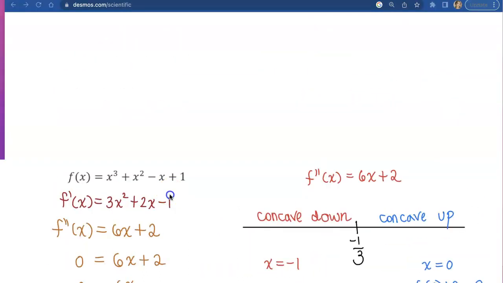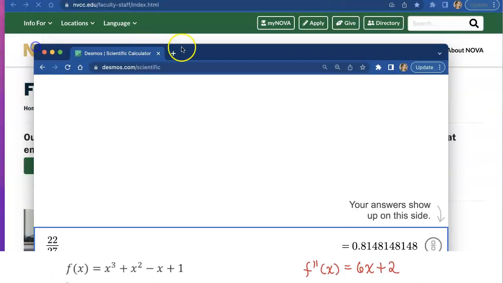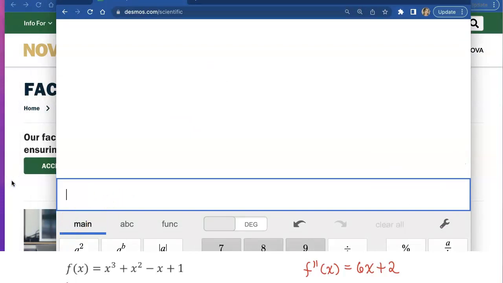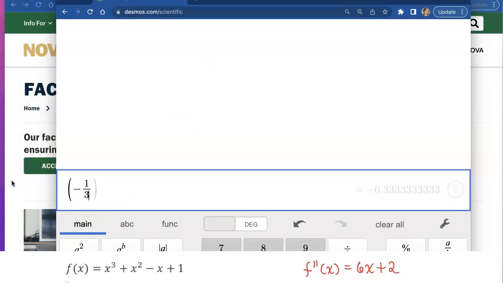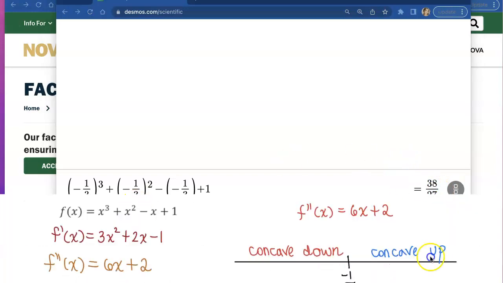to find its y coordinate. So look, I'm going to plug in -1/3. -1/3 cubed plus -1/3 squared minus -1/3 plus 1. Convert this into a fraction. So the point of inflection happens at -1/3, 38/27. So I'll put that number 38/27.